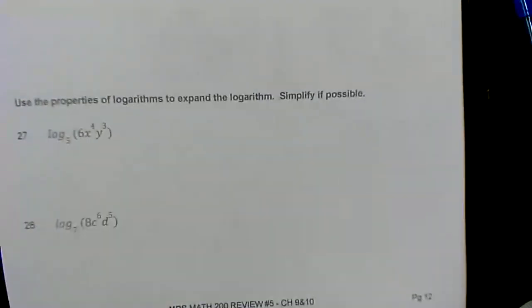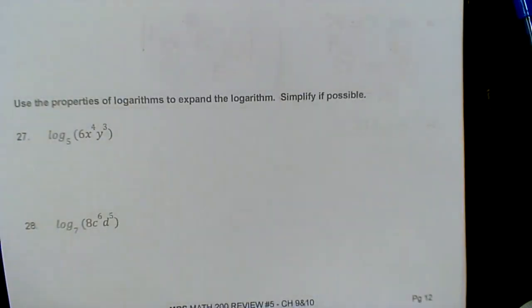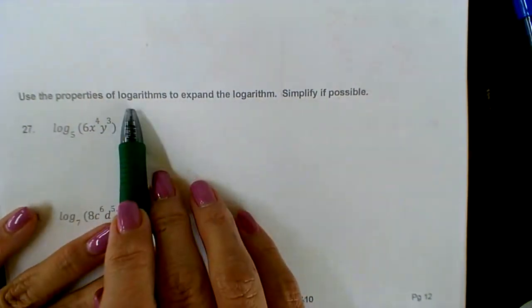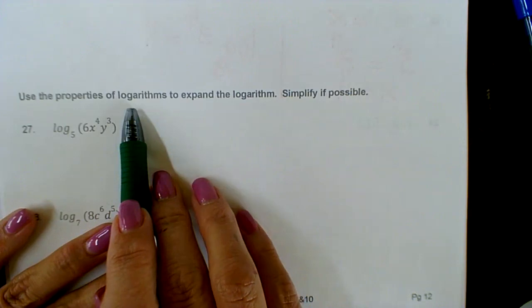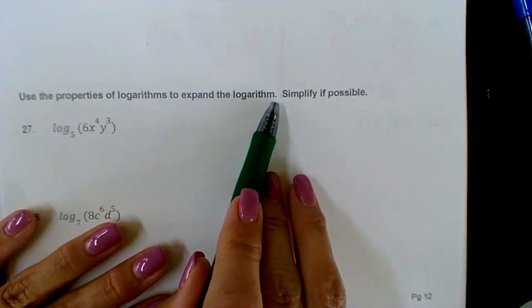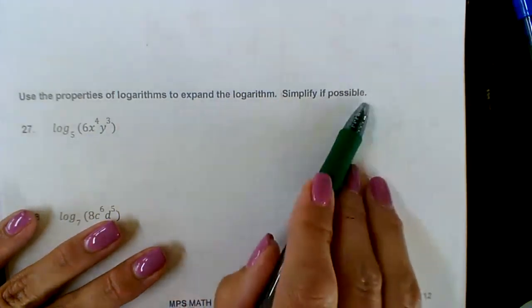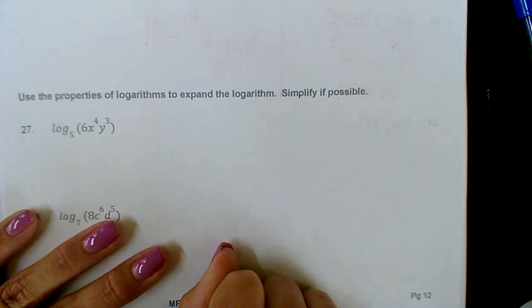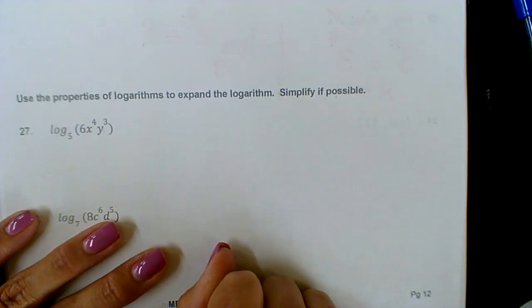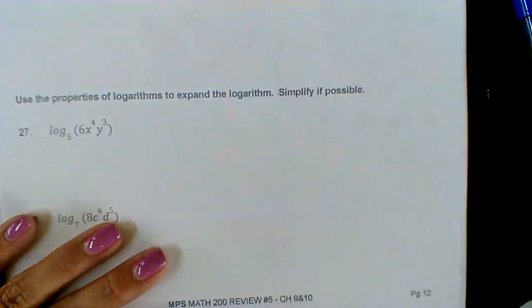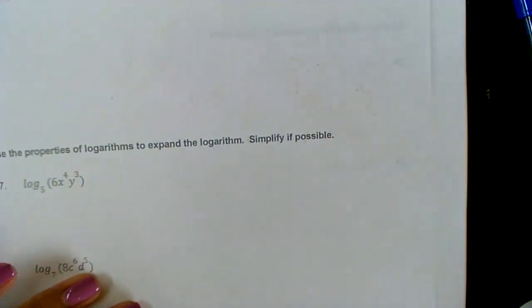27. It says use the properties of logarithms to expand the logarithm, simplified if possible. Okay. So the first one is the one that we just used over there, the product rule.